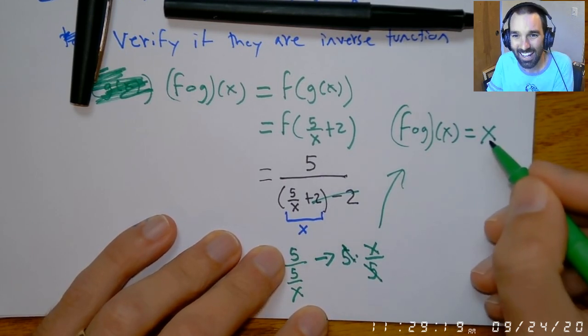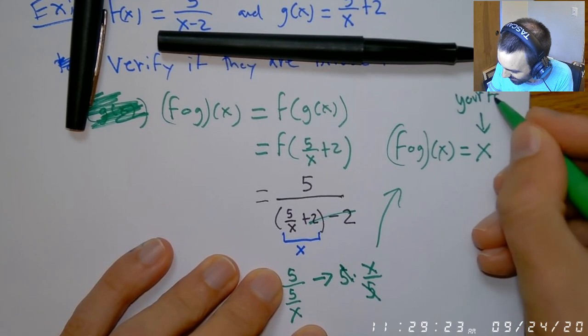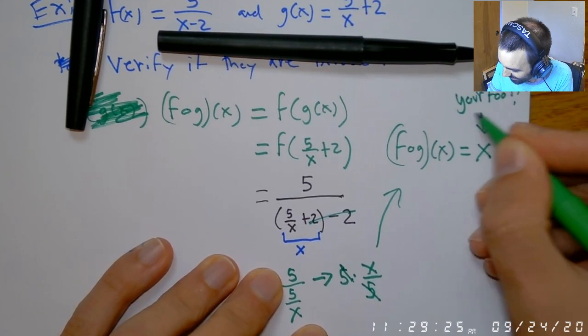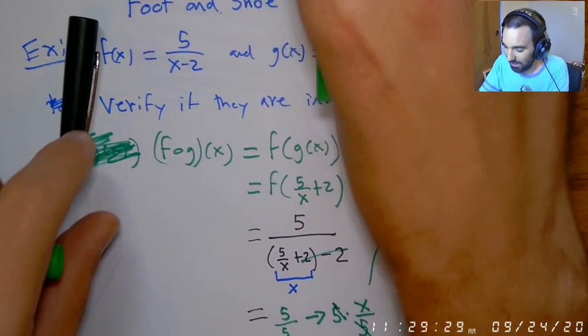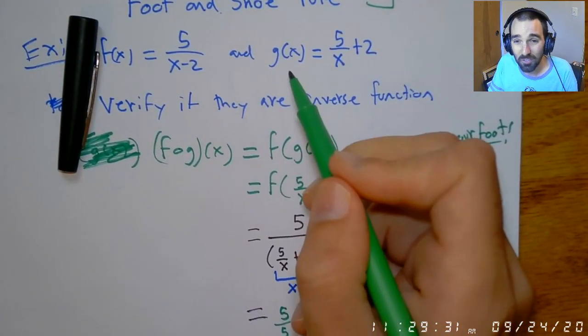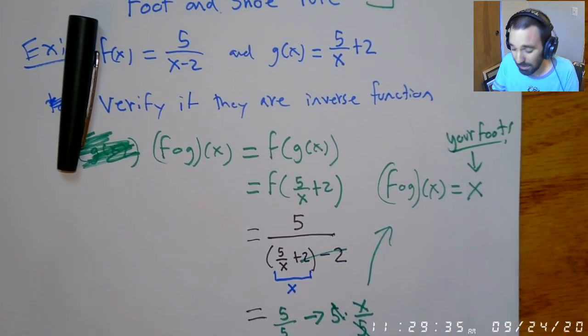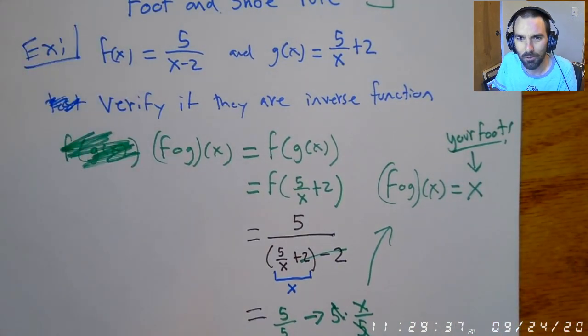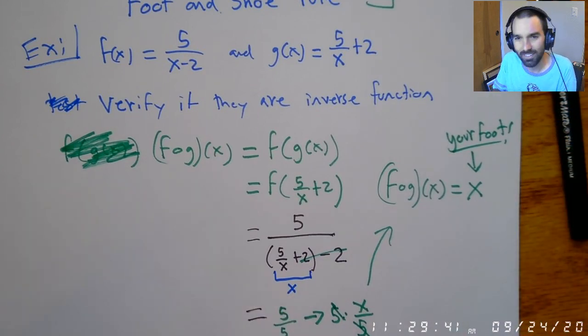Or your foot. So f of x is kind of like putting on our shoe. G of x is like taking off our shoe. So at the end, if I do both, I should have my foot left. It would be really awful if you put something in and you did the inverse function and what you put in disappeared, right? That sounds like someone's trying to scam you.